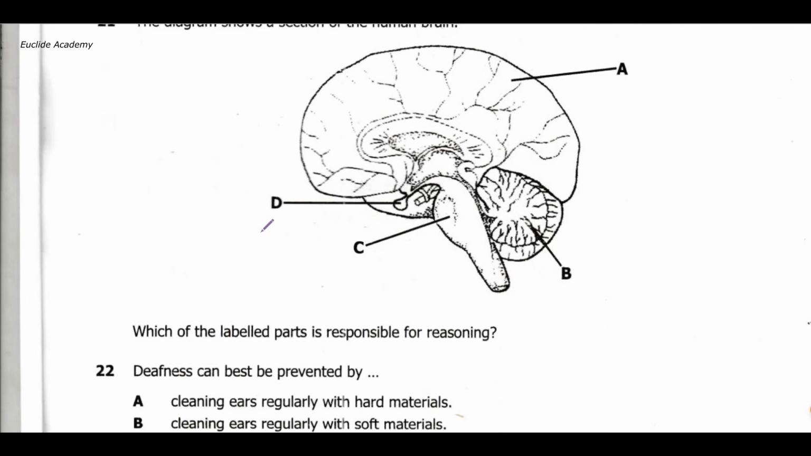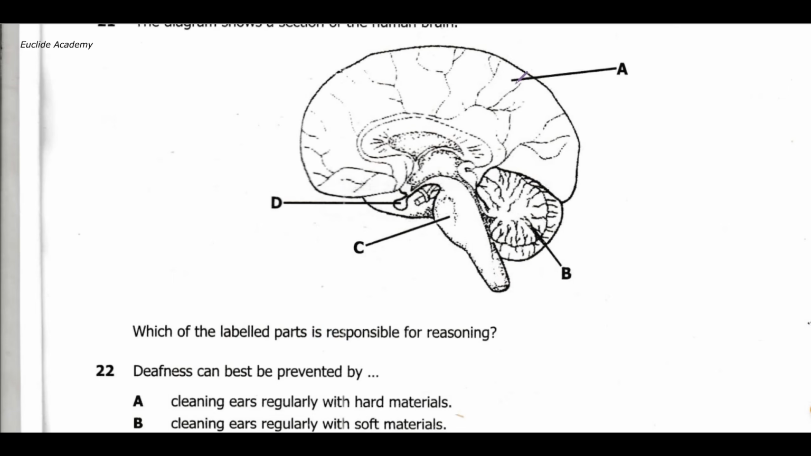And we have the diagram that shows a section of the human brain. So when it comes to the brain, we've got two main parts. We've got what we call the hindbrain and the forebrain. So the hindbrain is made of the medulla and the cerebellum, which helps to control balance and coordination, and the forebrain is more of memory, personality, just like the conscious part.